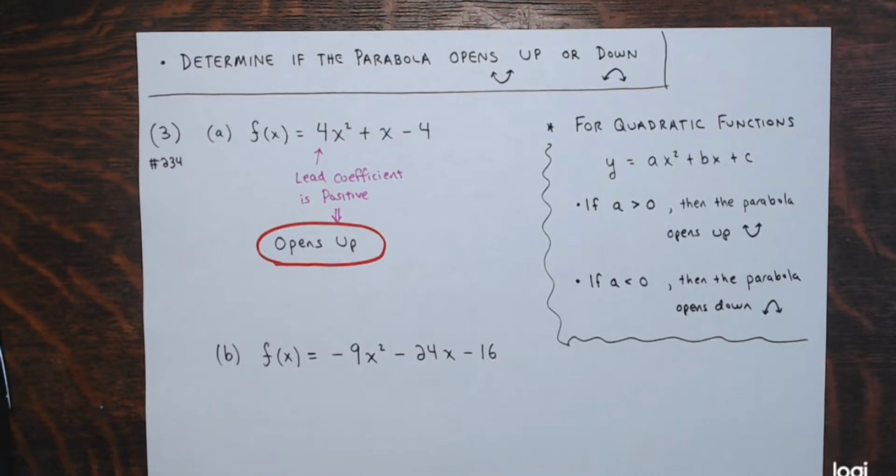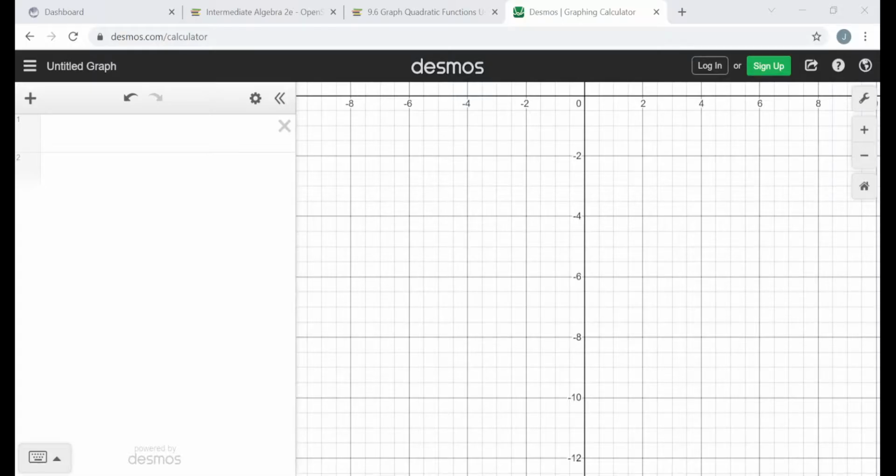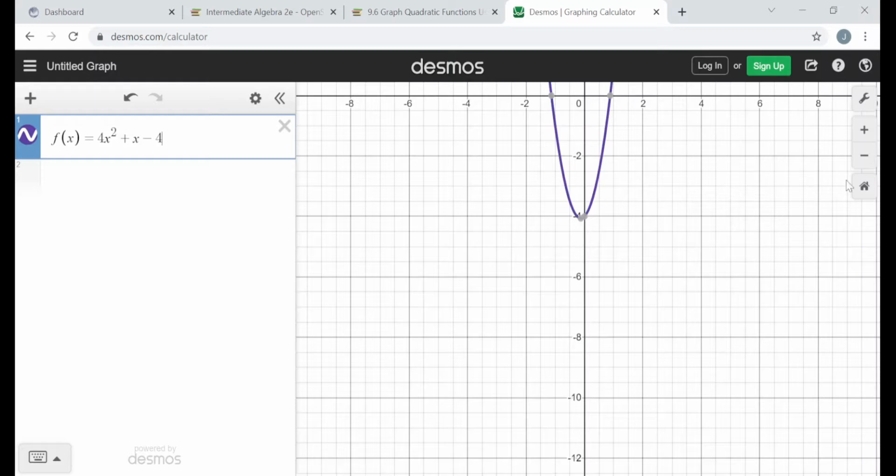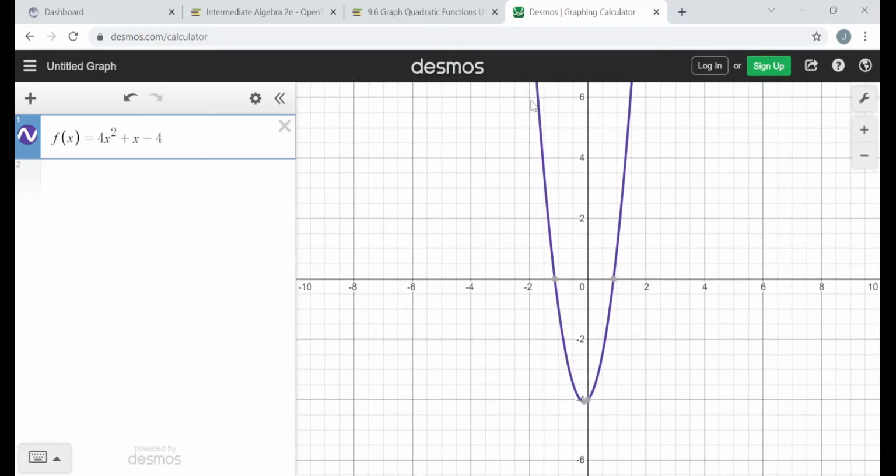All right, I'm going to put that function into the Desmos site. We have f of x equals 4x squared plus x minus 4. And look at this. The parabola, going back to the home area, is definitely a parabola opening up. It's a cup holding water, a smiley face, whatever you want to think of it as. And that is all we're asked to do for right now. We'll talk about graphing in more detail in a future video.